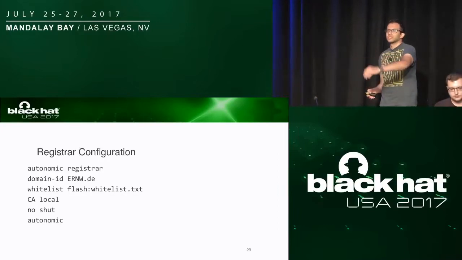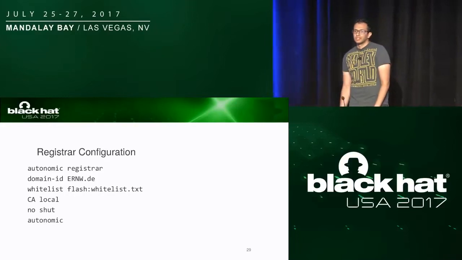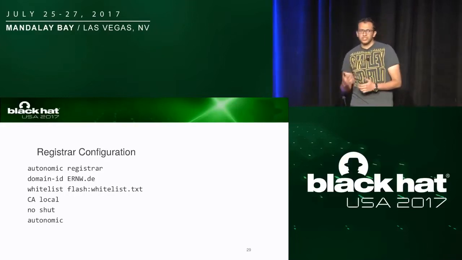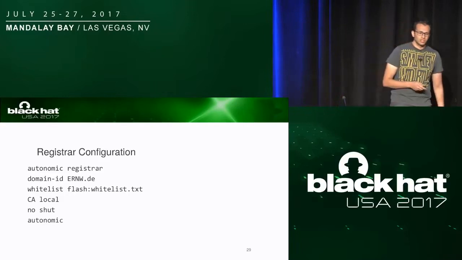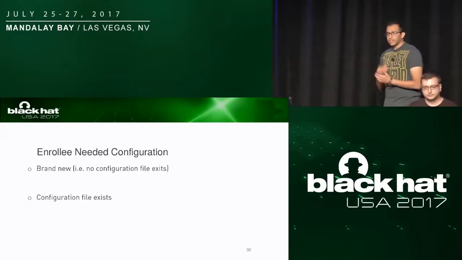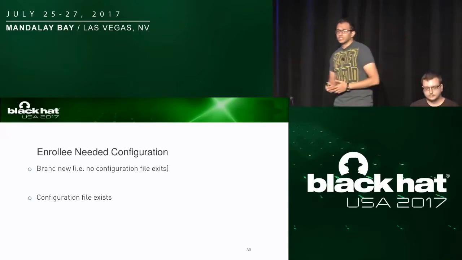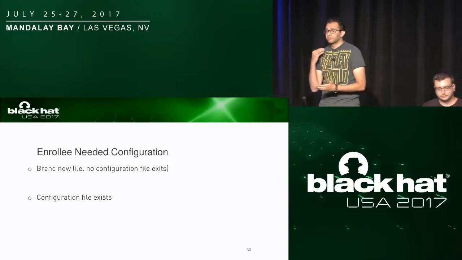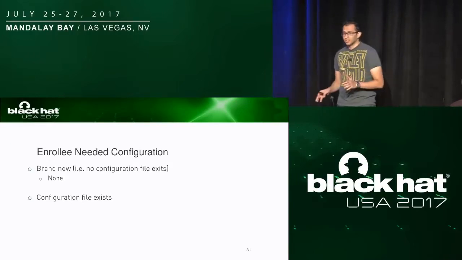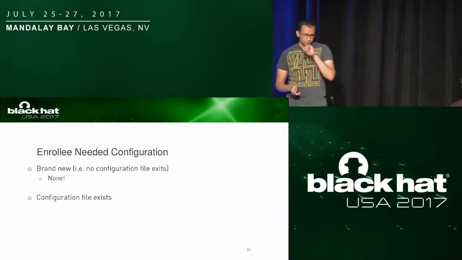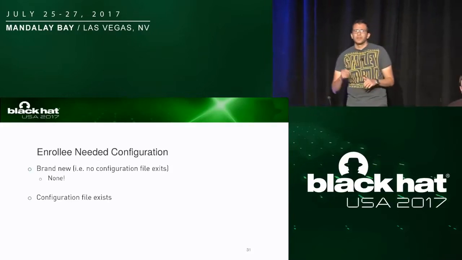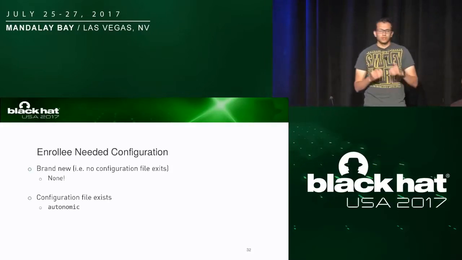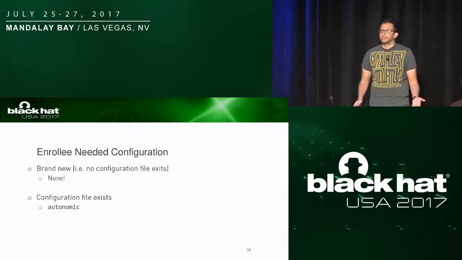No shutdown, start the autonomic services. So there's not much hassle, not many things to configure here, just 4 or 5 commands, and it configures everything else. If we are speaking about the configuration needed on the enrollee devices that will connect to this register, if we are speaking about a brand new one, it's none, totally none. You don't have to configure anything. And if it's an old device that already has a configuration, then all we have to do is just one command, which is called autonomic in the configuration mode. And that's it. Everything is configured for you.